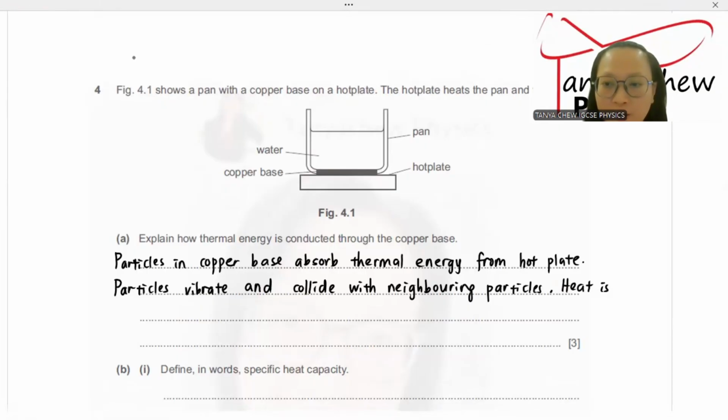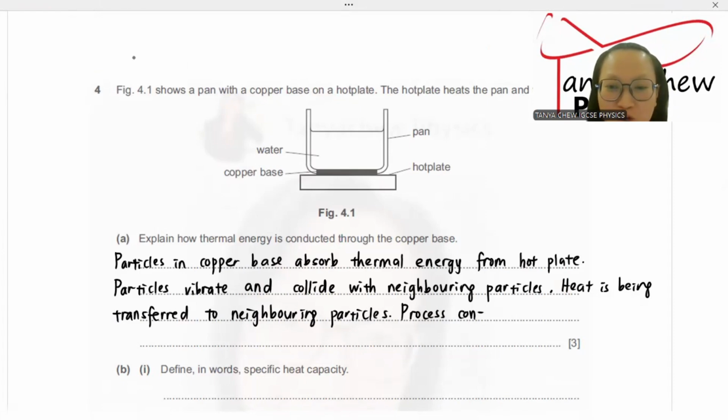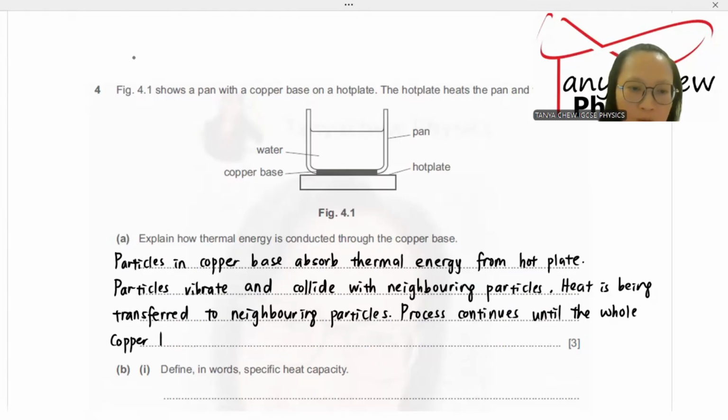Heat is being transferred to neighboring particles. And this process continues until the whole copper base is heated.